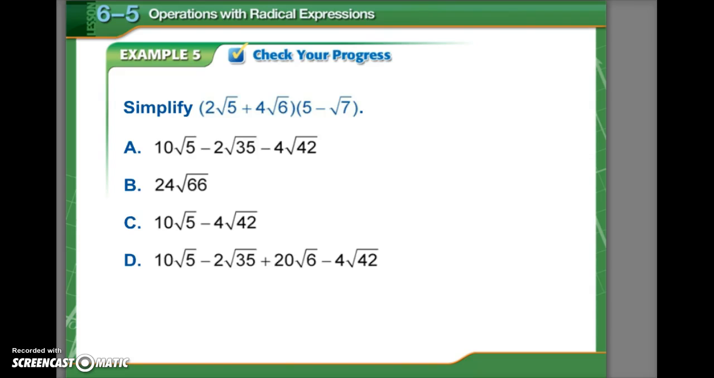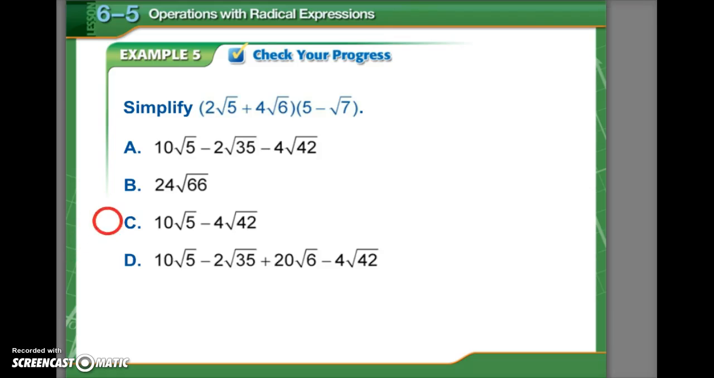Okay, so here's one for you guys to check your progress on. You're going to be multiplying in this one again. Pause the video as long as you need, and when you have your answer, come on back and go to the next slide. So our answer for example 5 is letter D.